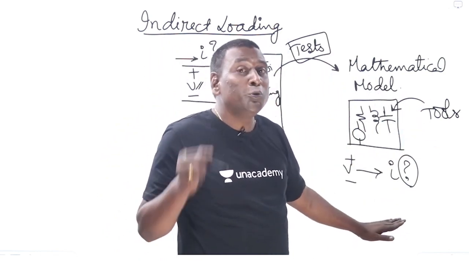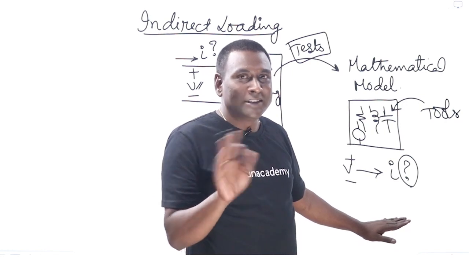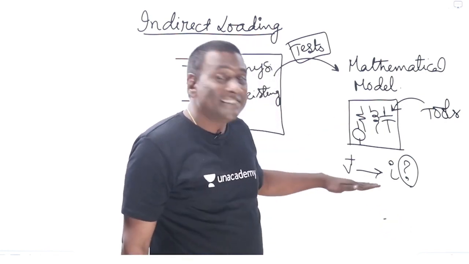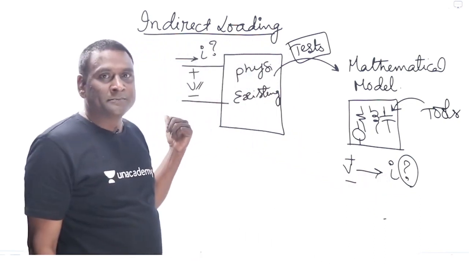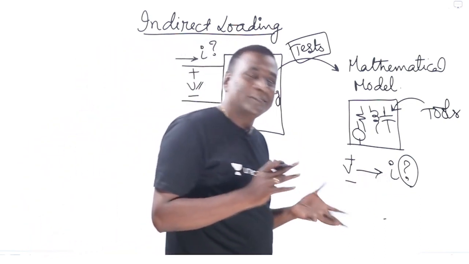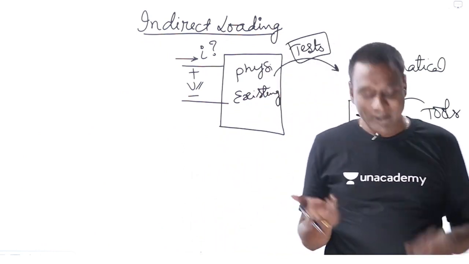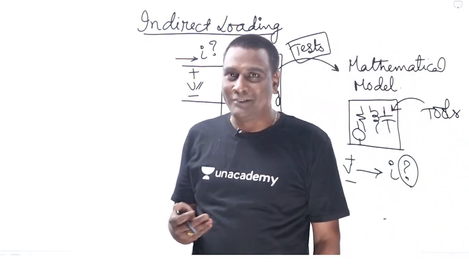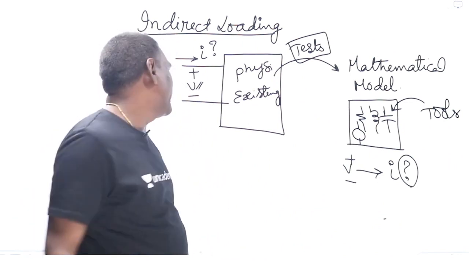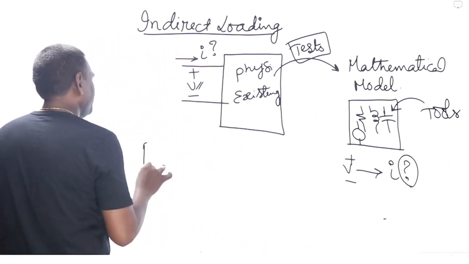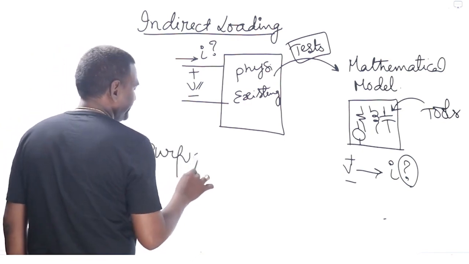And roughly we are going to estimate, it is not physically existing. Roughly we are going to estimate the current for that particular voltage for this system. So basically network theory is a kind of estimation. It is not like real, because it is meant for an indirect loading test. Anyway, we now know the purpose of network theory.